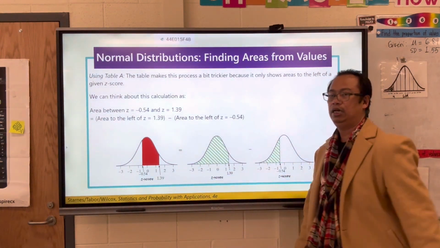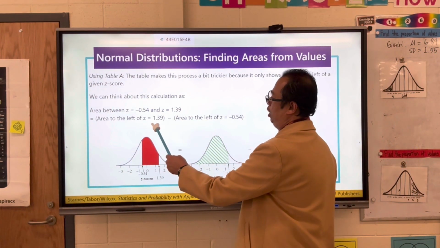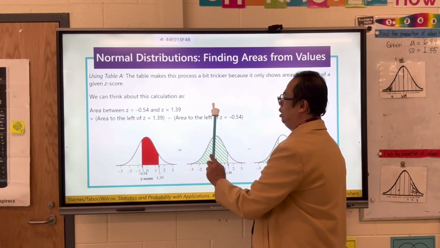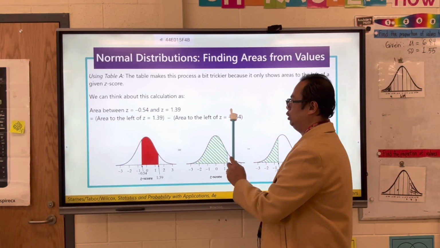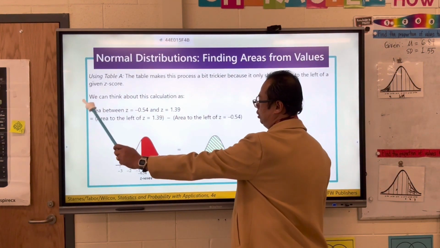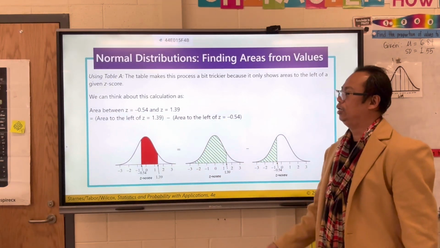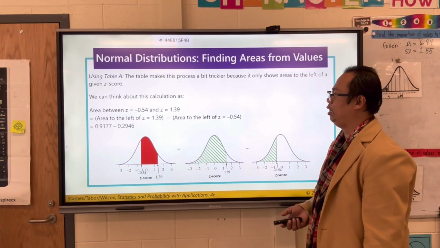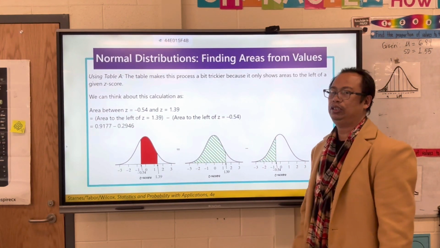Like this. Alright? So in that case, we got the area to the left of 1.39 minus the area to the left of negative 0.54. As you can see, the bigger portion or the positive portion is on the left side as compared to the right side because that is bigger than this. Alright? So now we get the values of each area from the table.